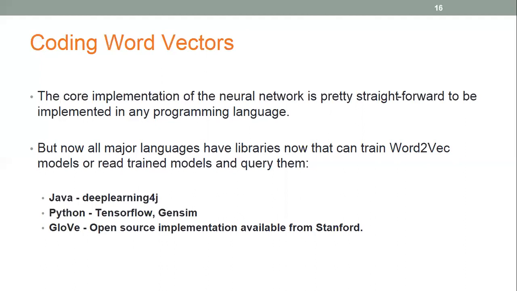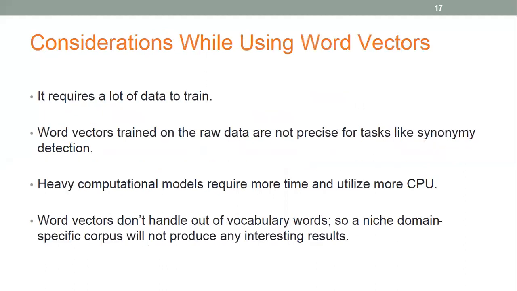The third point is, heavy computation is required to build those models. Though there have been many optimizations, it still requires GPU training for a real world system to be trained. It requires a lot of time as well as CPU utilization.